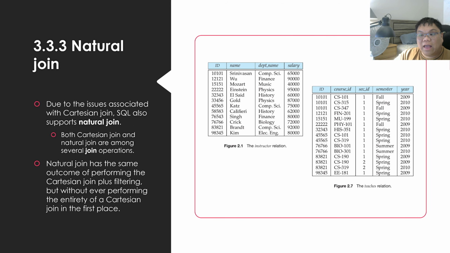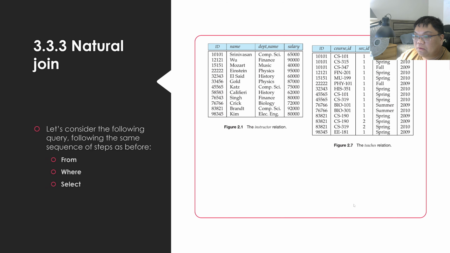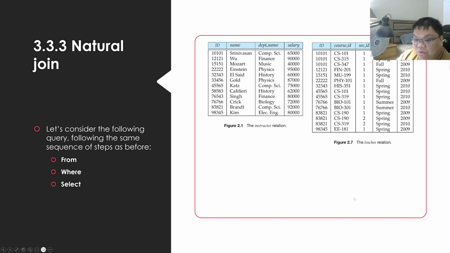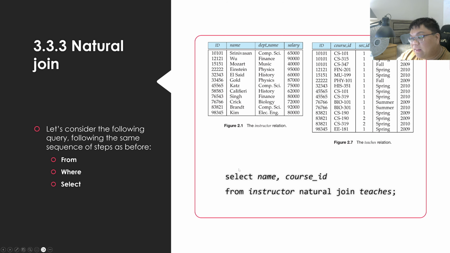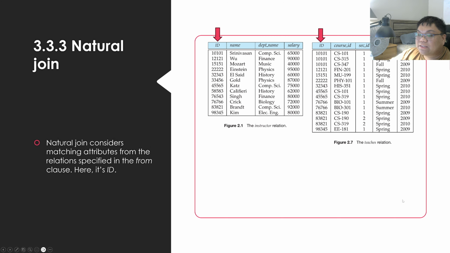Due to the issues with Cartesian join, SQL also supports natural join. So we're gonna do another query on the same two tables, and it's gonna be as follows. Again, we're gonna do from, where, select order, where we're gonna select name and course ID from instructor natural join teaches. Watch. So natural join is a little bit different from Cartesian join, where we merge rows based on whether they have matching values for matching attributes.